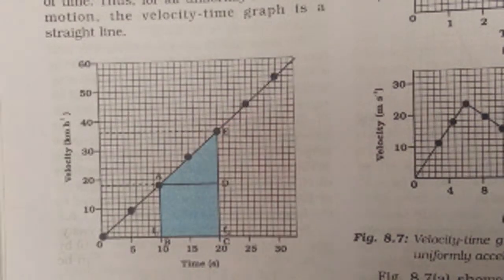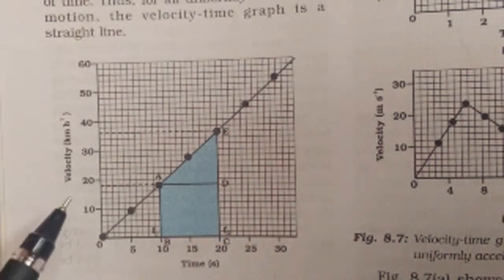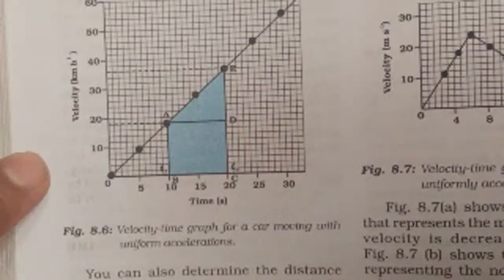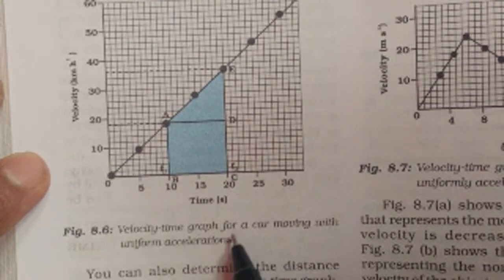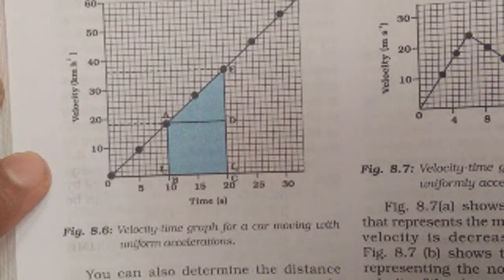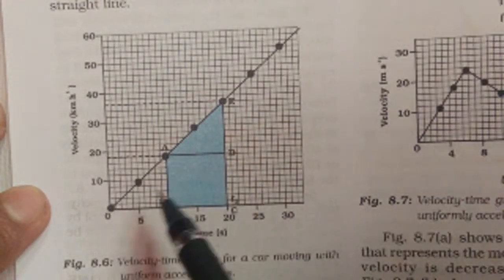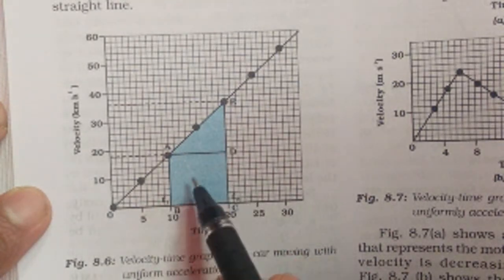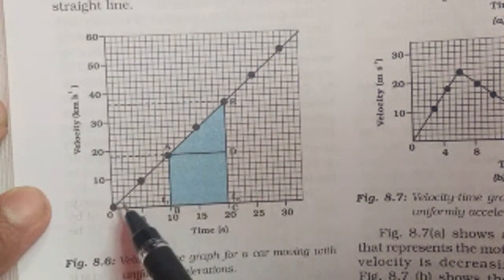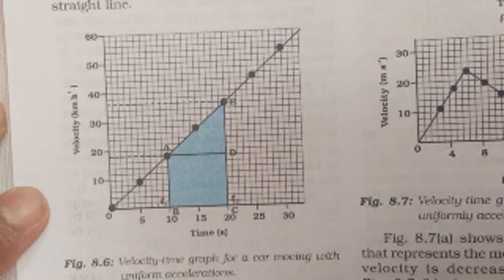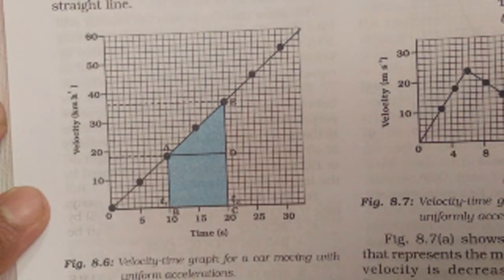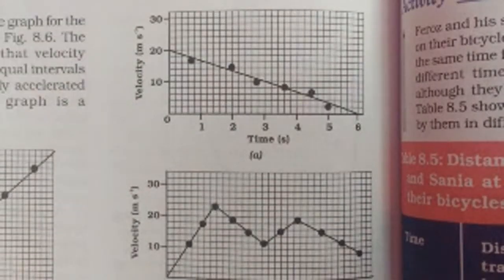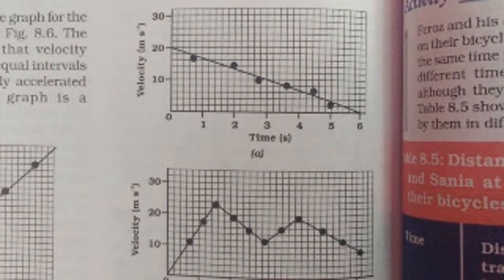Okay, next one, that is the velocity time graph for a car moving with uniform acceleration. When we say velocity time graph, the y-axis represents velocity and the x-axis represents time. See here, the velocity time graph for a car moving with uniform acceleration. In that case, we get a straight line passing through the origin. This is the method of finding slope. The straight line which is passing through the origin.